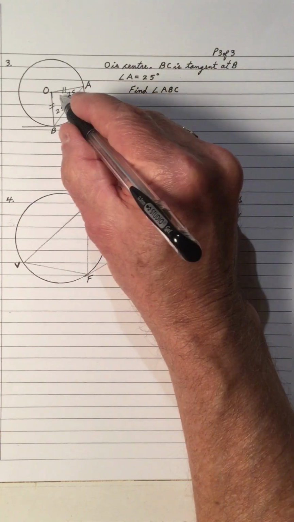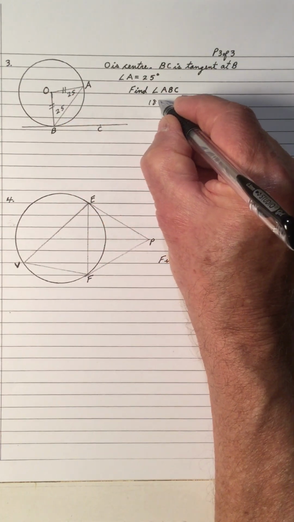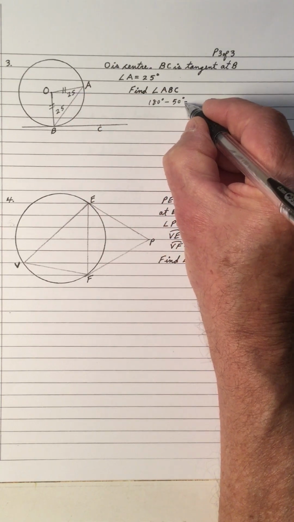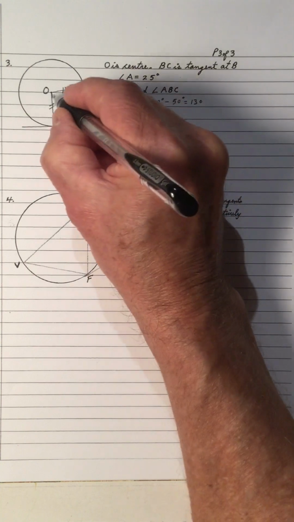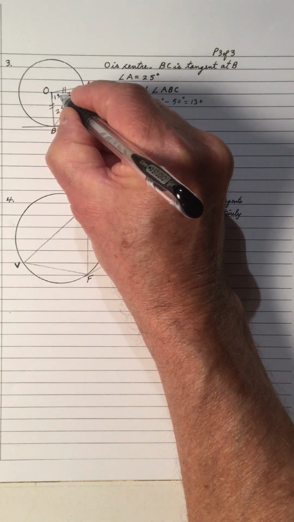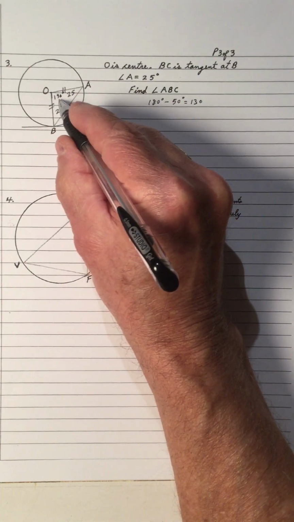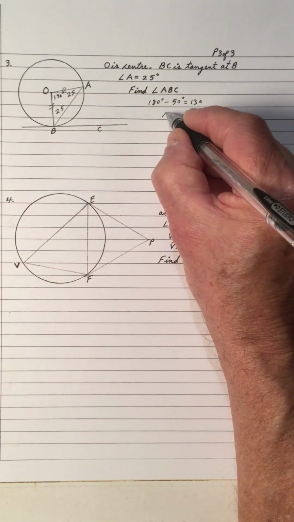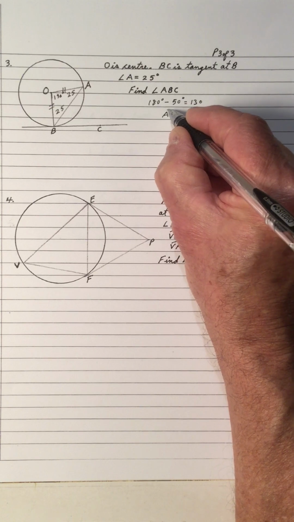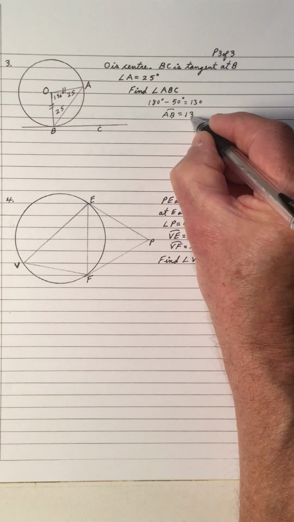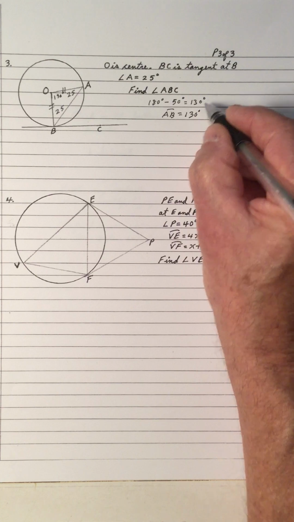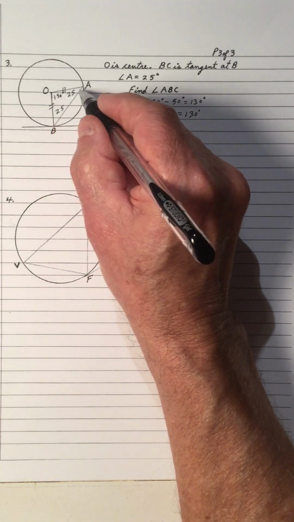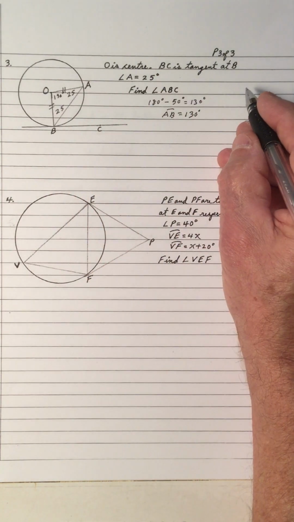So we have 180 in the triangle minus the 50, which gives us 130. So this angle at O is 130 degrees. 130 plus 50 is 180. That means the arc AB is equal to 130 degrees, because the central angle is the same size as the intercepted arc.